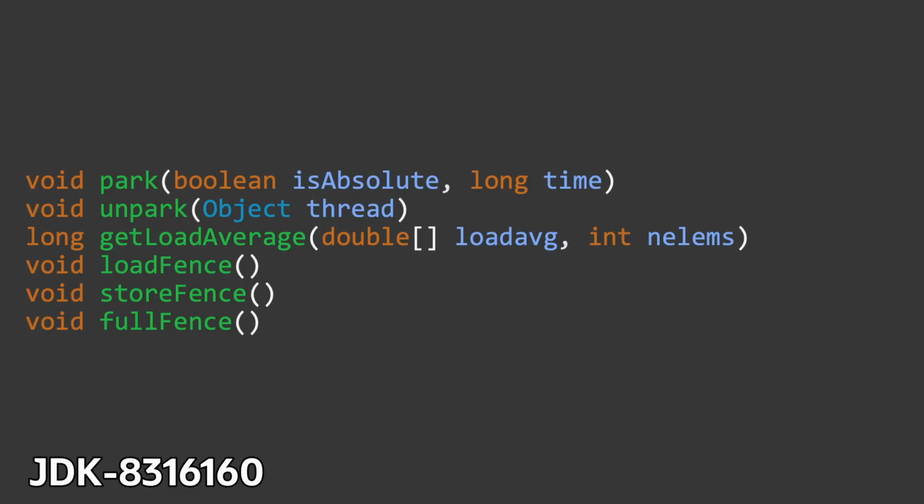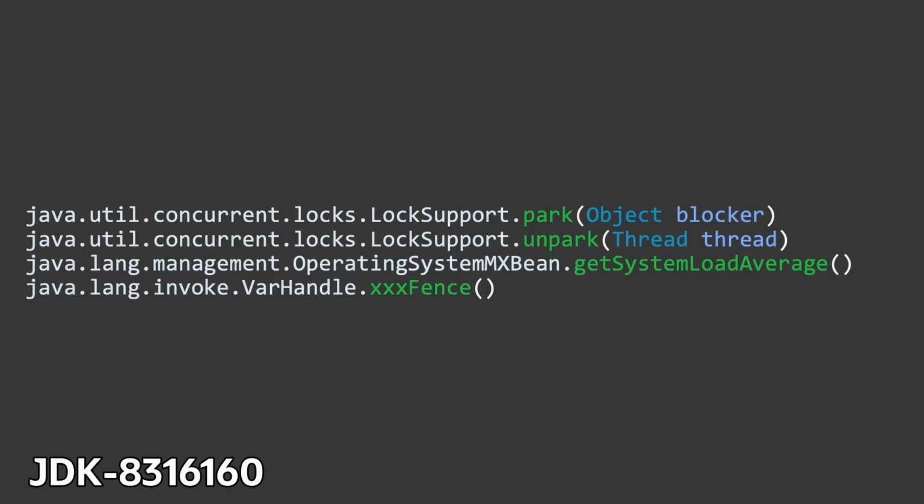There were also a few features deprecated as well. Definitely consider moving off these features as soon as possible, even if they haven't yet been marked for removal. The sun.misc.Unsafe methods park, unpark, getLoadAverage, loadFence, storeFence, and fullFence have been marked deprecated for removal. Code using these methods should move to java.util.concurrent.locks.LockSupport park and unpark added in JDK 5, java.lang.management.OperatingSystemMXBean.getSystemLoadAverage added in Java 6, and the appropriate fence method in java.lang.invoke.VarHandle added in JDK 9.